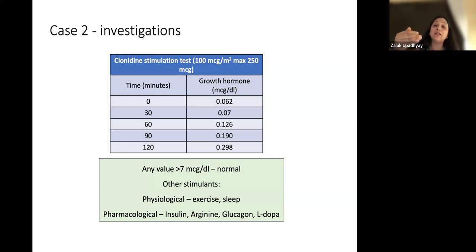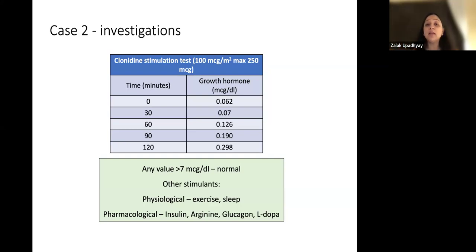So you take a baseline GH, give clonidine. The dose has been mentioned here, and then every 30 minutes you take a sample. See, growth hormone is secreted in a pulsatile manner. If I take only one sample, maybe at that time it is at the lowest secretion. It will secrete, go back, secrete and go back. So when I take one single sample, it may be at the lowest level at that time. So that is why doing a single baseline has no value. Here we have given clonidine. Then you do 5 samples. If any one value is above 7, you are sorted.